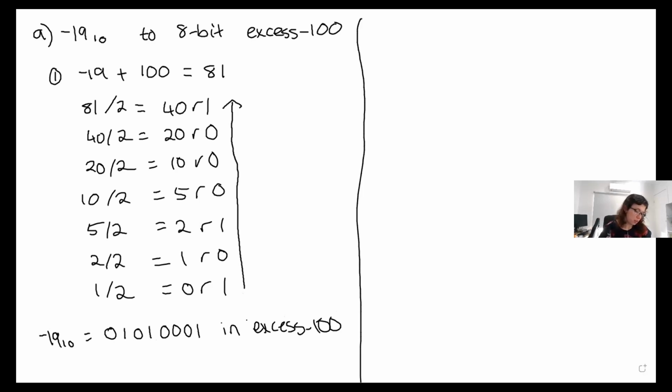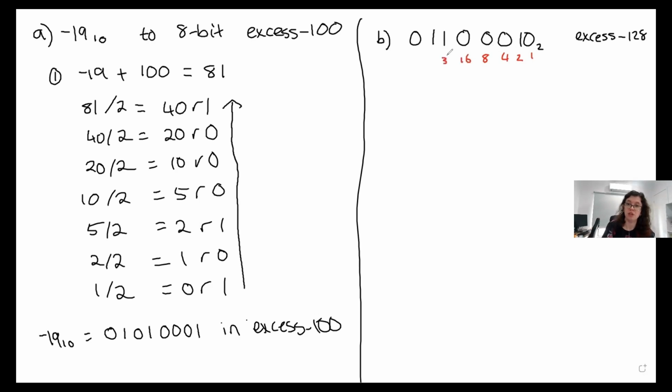All right, so then back the other way is pretty much the same thing. If we've got a binary number, in this case 0, 1, 1, 0, 0, 0, 1, 0, and this is XS 128, step 1 is just to convert this to decimal. Again, we can write down our place values, 1, 2, 4, 8, 16, 32, 64, and 128. And we can add up all the ones that are switched on. So 64's on, 32's on, and 2's on. So that's going to give us 98.